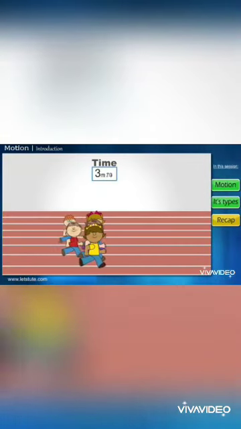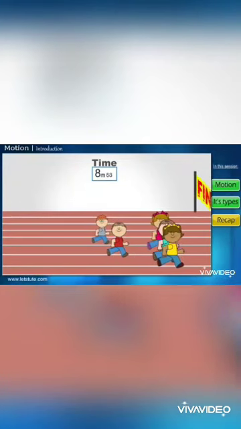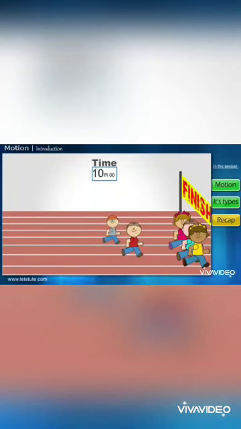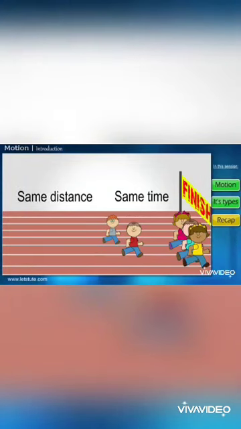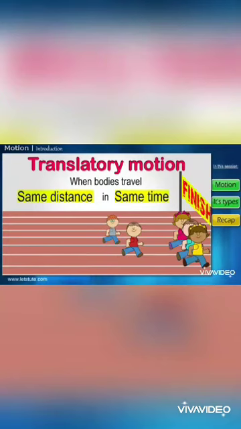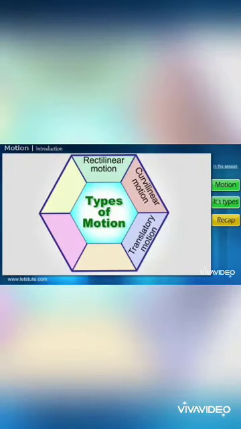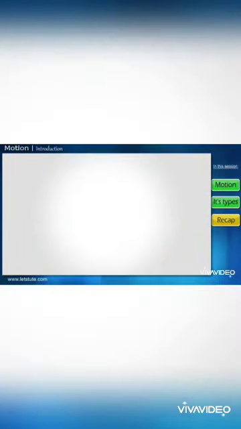Here the kids are running in a race and at the end we can see that there is a tie in three kids. It is because all the three kids took the same amount of time to cover the same distance in the race. Thus, we can conclude when a body travels the same distance in equal amount of time, it is called the translatory motion. So now we have understood three kinds of motion.